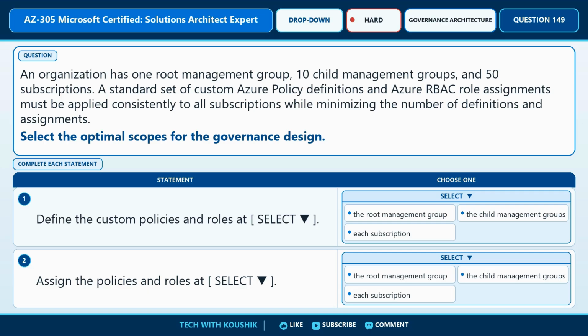Review each blank and choose the most appropriate option. For the first statement, define the custom policies and roles at the blank. Choose between the root management group, the child management groups, or each subscription. For the second statement, assign the policies and roles at the blank. Choose between the root management group, the child management groups, or each subscription.